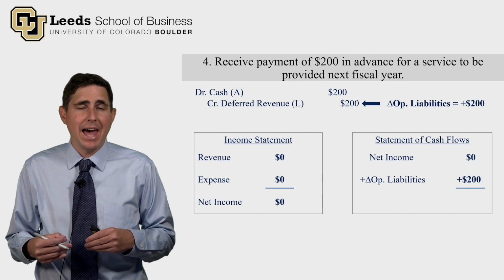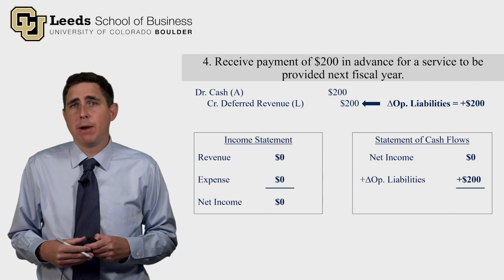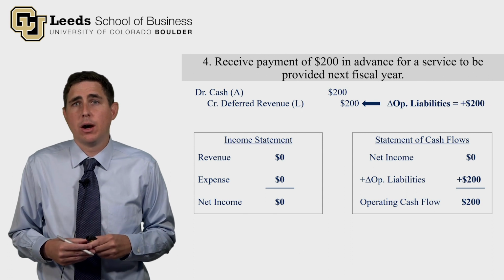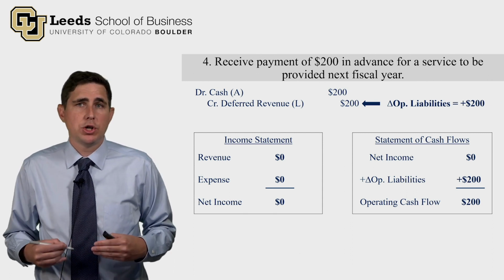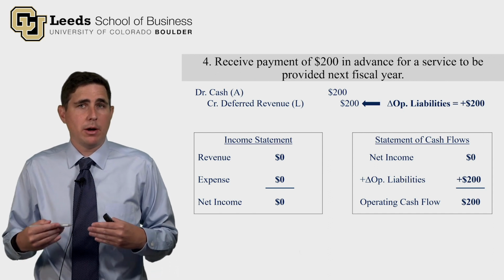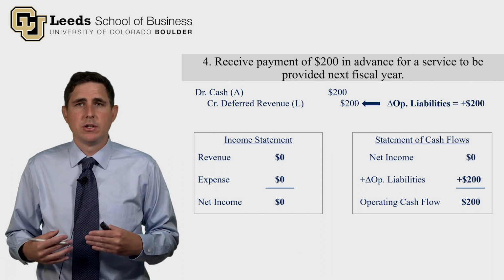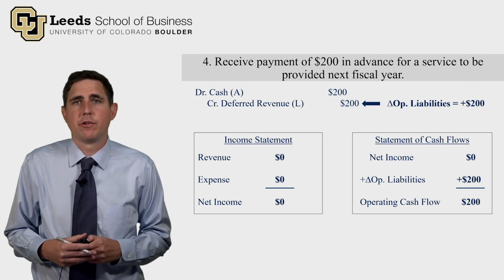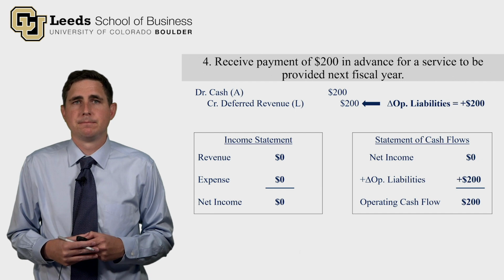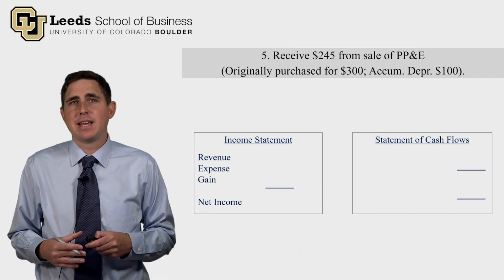So we will add the change in that operating liability, adding 200, and arriving at operating cash flow of $200, which should be expected. Receiving a $200 advance payment from our customer, this is an operating activity and it's a cash inflow. So we had a $200 cash inflow from operating activities. Okay, that was example number 4. And now we'll move on to our final example.